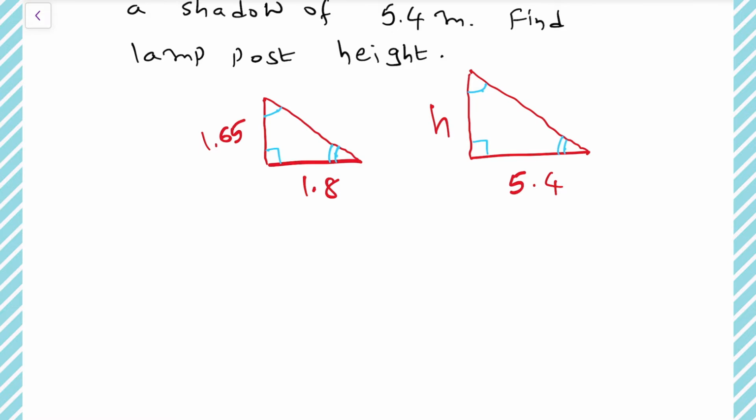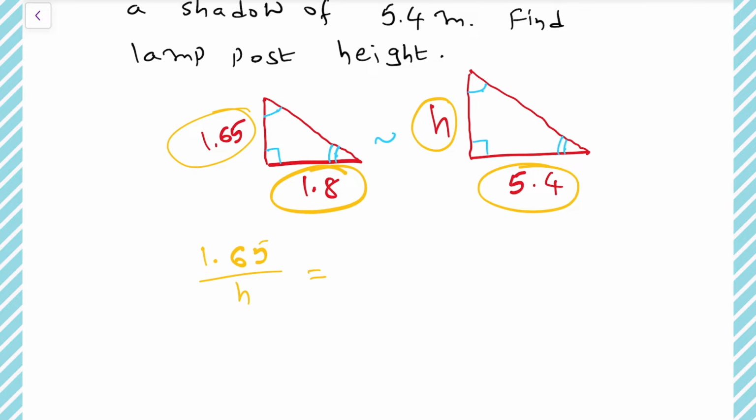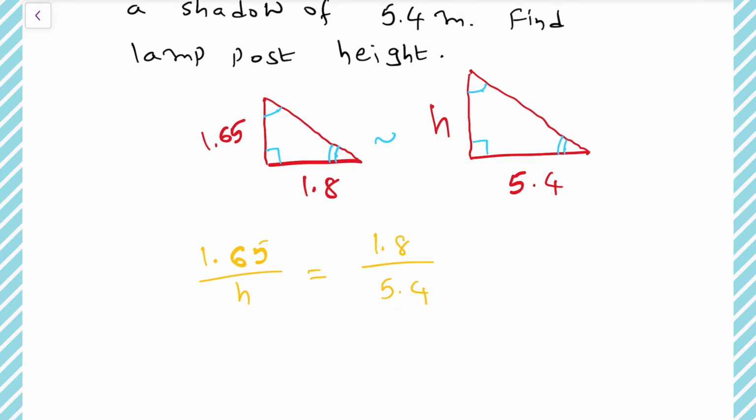So we can conclude that these two triangles are similar triangles. If those two triangles are similar figures, then we can say that the corresponding sides ratio is the same. So according to that concept, left side by left side, 1.65 by h equals base by base, that is 1.8 divided by 5.4. So let us simplify this further now.